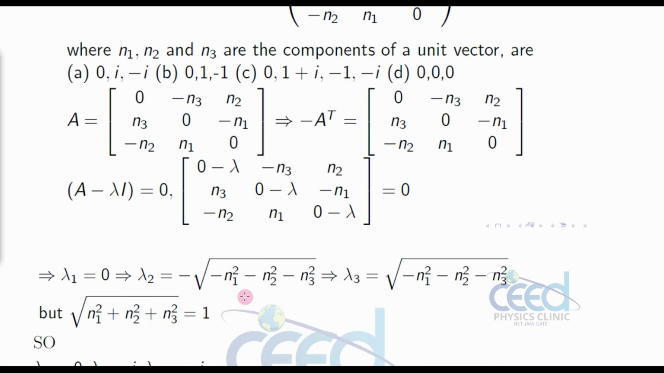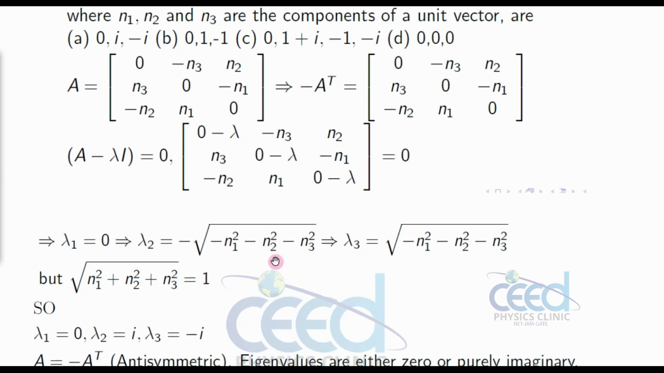You can take a negative out, that is n1 square plus n2 square plus n3 square, that will be equal to 1, because it is given the components of a unit vector. So here I have a negative out, here I have a minus I. Minus I into minus out, that is I. So this results in I, and the third component you can write as lambda 3, minus of n1 square plus n2 square plus n3 square, that is equal to 1. Why? That is given in the question, components of unit vector. So minus 1, that is minus I.